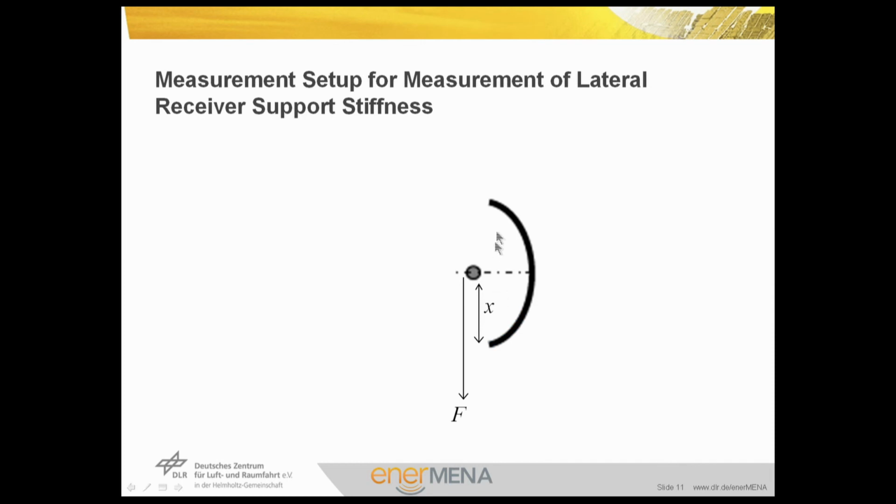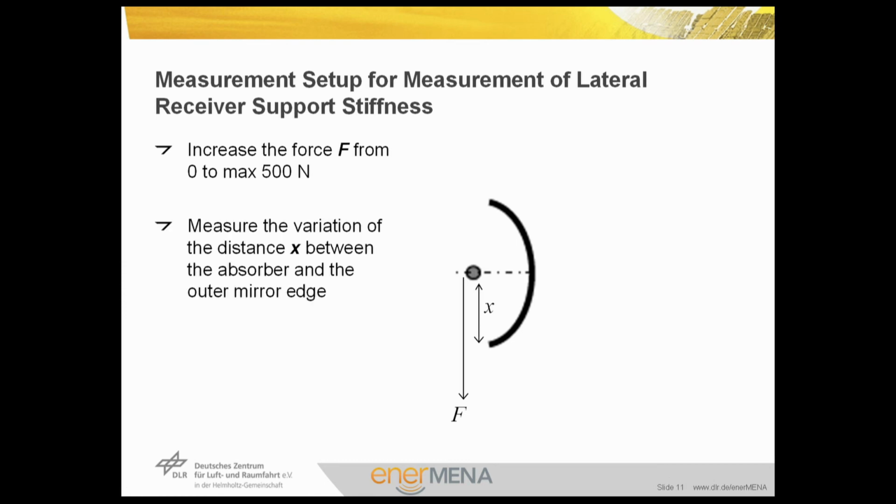In this graph, we see a parabolic trough cross-section, and we have the distance of the absorber tube center from the mirror edge, denoted by x. If we now apply a force F to that tube, there might be changes in this distance x, which depend on the stiffness of the support. We can increase the force F during the measurement to a maximum value of 500 Newton, which corresponds approximately to the gravitation force of a single tube. We then measure the variation of the distance x between absorber tube and outer mirror edge depending on the force.